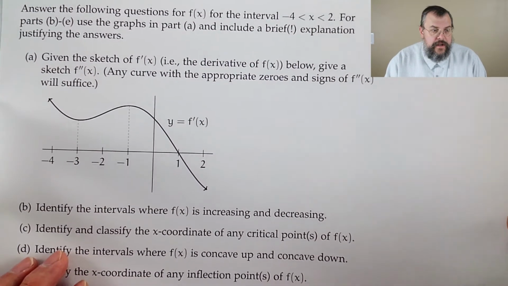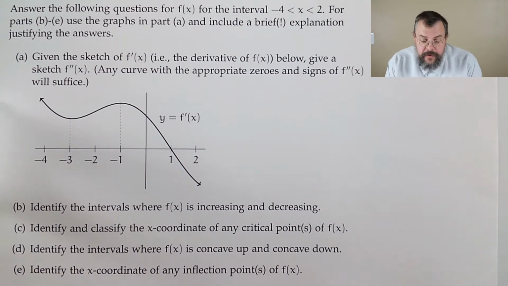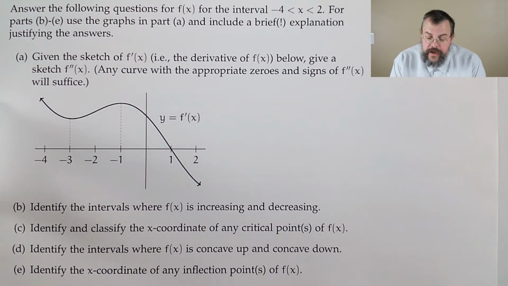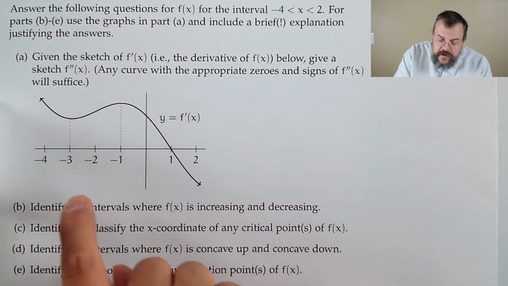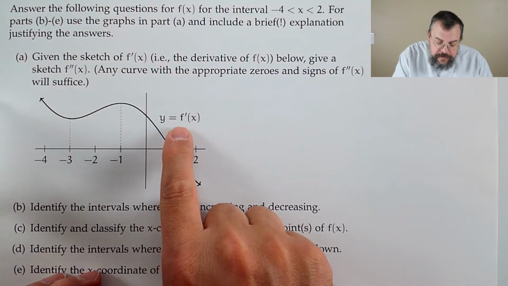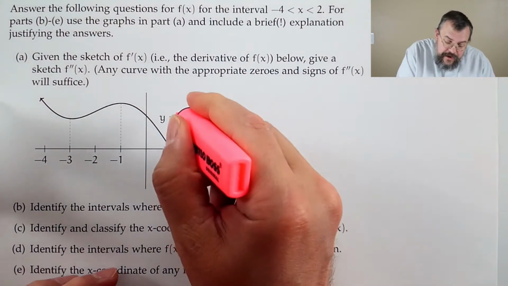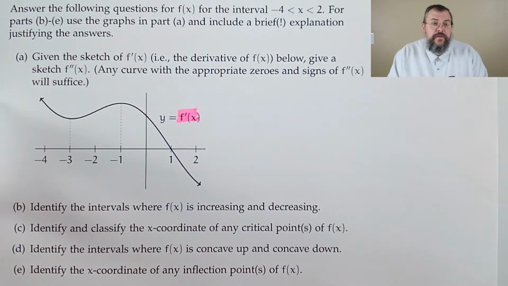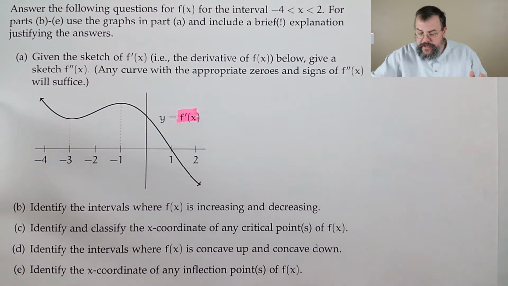And it's kind of got a lot going on here. So we'll have to write small to fit it all in. So we're going to answer the following questions for the function f of x between -4 and 2. And we're going to use the graph to answer all these questions. Okay, now here's where we have to be careful. We are given f prime. So notice this function is not f. This is our derivative. So this is f prime. So we have to keep that in mind, that we know the derivative of the function, not the function.